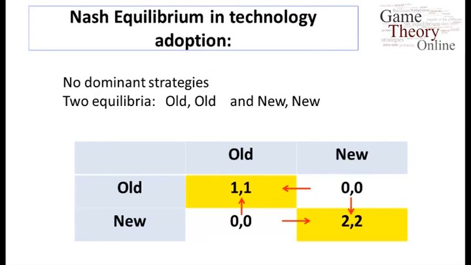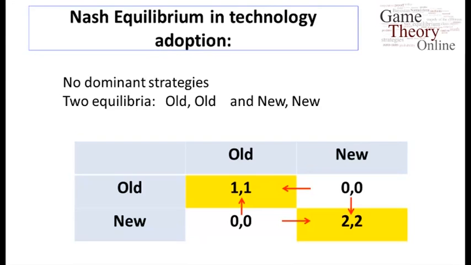So here's a situation where we could get stuck at the old technology. If we're both using the old technology, nobody wants to move away from it without the other player also moving away from it. And if we're both using the new technology, then that's stable as well. So there are 2 stable equilibrium points to this game. One obviously is better for both players than the other. We'll talk about that a bit more later.